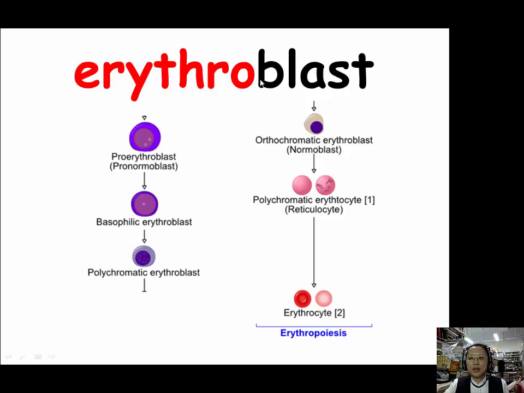Erythroblast. What is an erythroblast? Erythroblast is a type of red blood cell that still has a cell nucleus, like this orthochromatic erythroblast or polychromatic erythroblast. Sometimes erythroblast is regarded as the immediate precursor of a normal erythrocyte. So in that way, maybe only orthochromatic erythroblast can be called erythroblast. But we use this term a little bit loosely, so you can see we have basophilic. Basophilic means base-loving erythroblast, and we have polychromatic erythroblast, and we have also orthochromatic erythroblast.